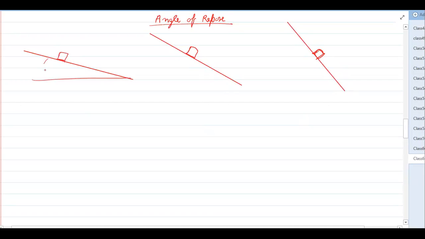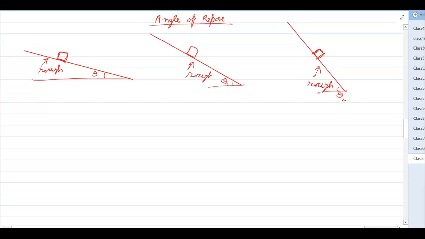not sliding, the surface is rough. The surface is rough here. All the surfaces are rough. Actually, all are the same surface. We are changing the angle only. So if we are changing the angle, what will happen? In this case, suppose there is no sliding. In this case, there is no sliding, and sliding suppose starts at some angle theta.